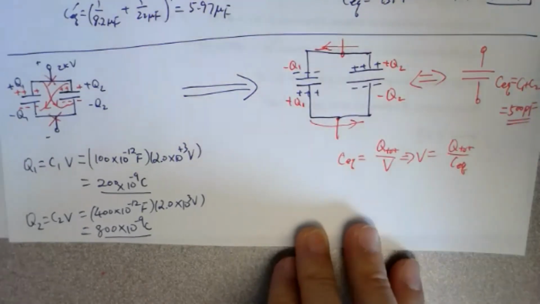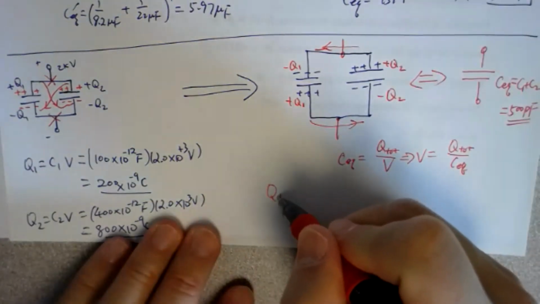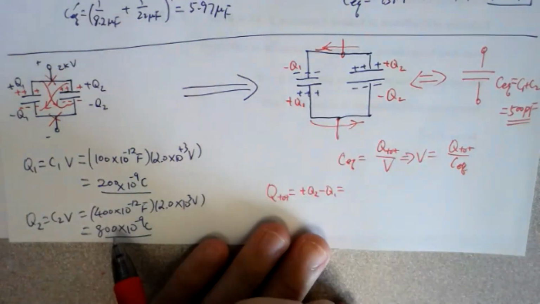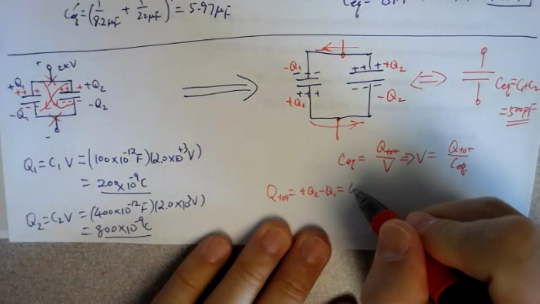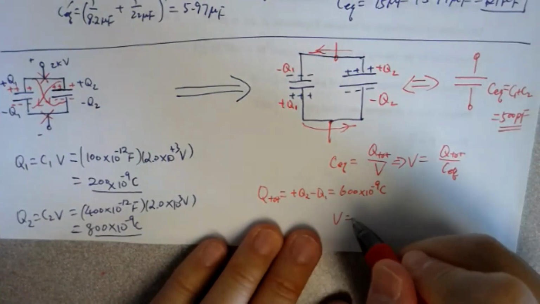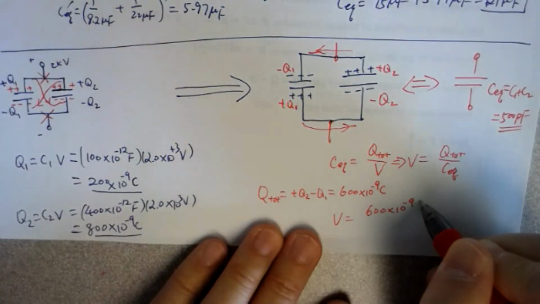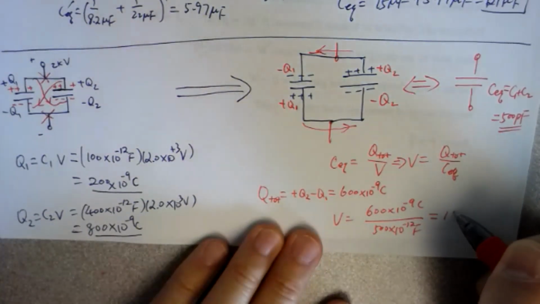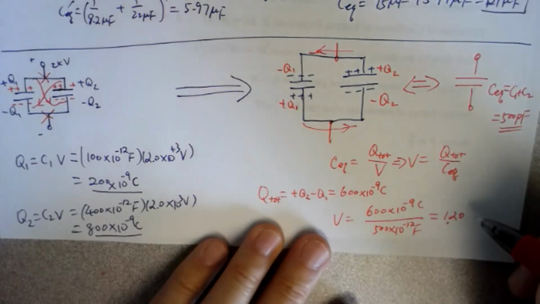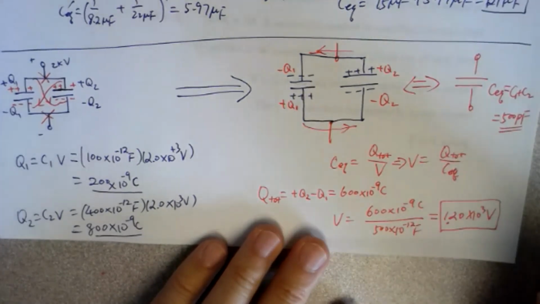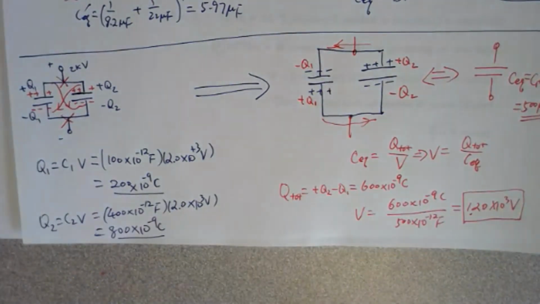Let's look at what Q total is. Q total is equal to positive Q2 minus Q1 on the top plate, so 800 minus 200. That gives you 600 times 10 to the minus 9 coulombs. Then V equals 600 times 10 to the minus 9 coulombs over 500 picofarad, which is 1.20 kilovolts. So at the end, you get about 1.20 kilovolts for the new combination.